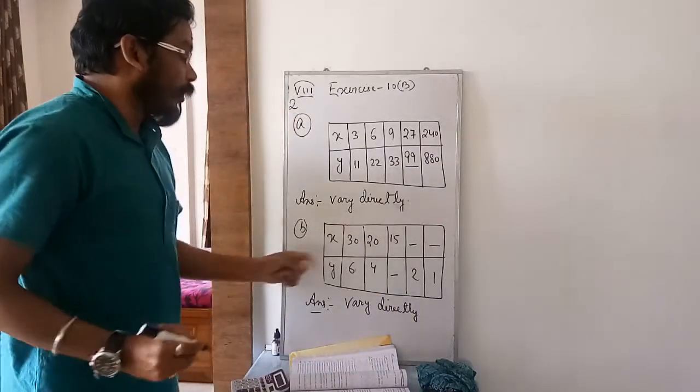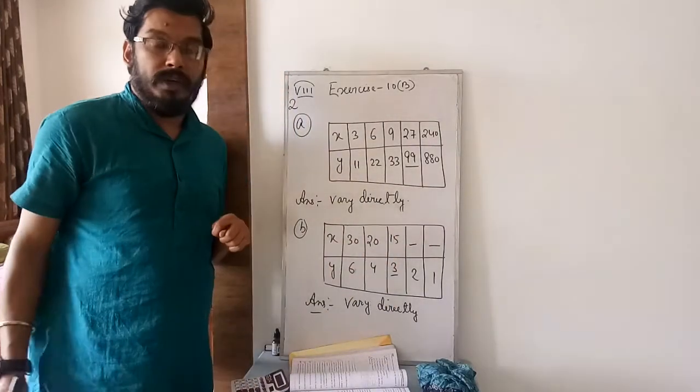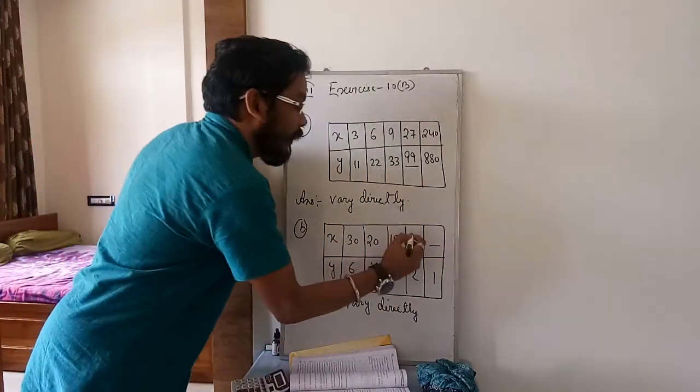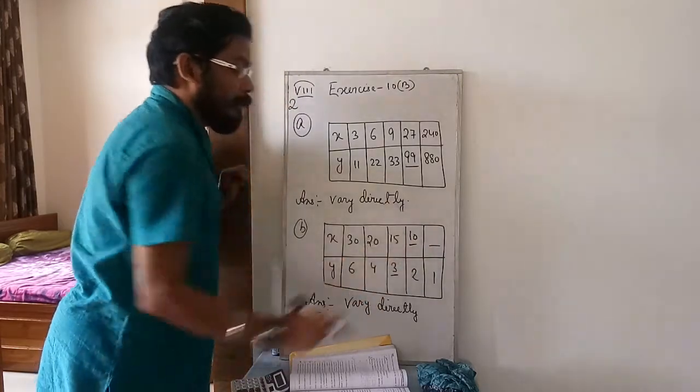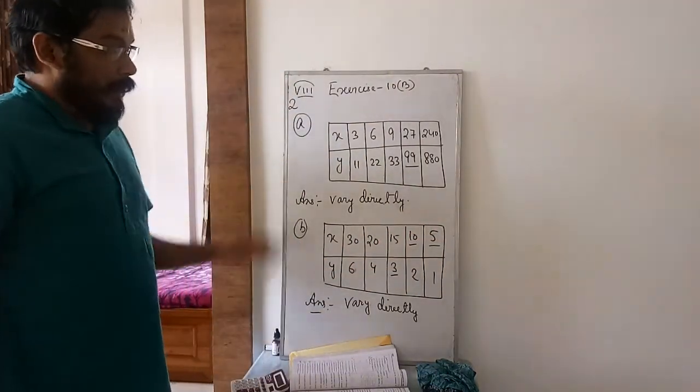So how much did you get? 1 by 5. So here what will I place? 3, because 3 by 15 is 1 by 5. Here 2 is given, so here it will be 10 because it is 1 by 5, and last it will be 5. Clear? I repeat again.